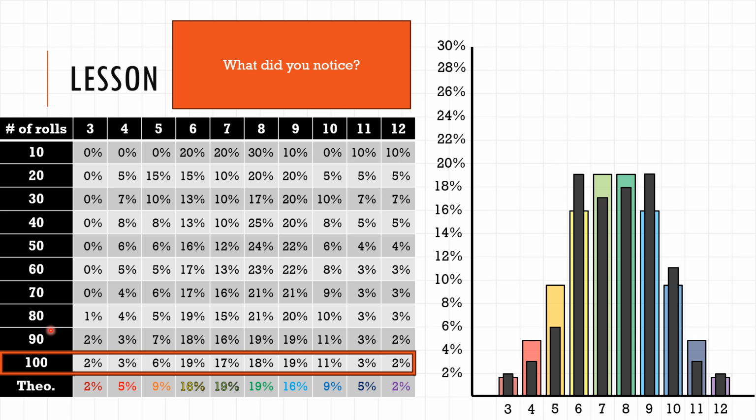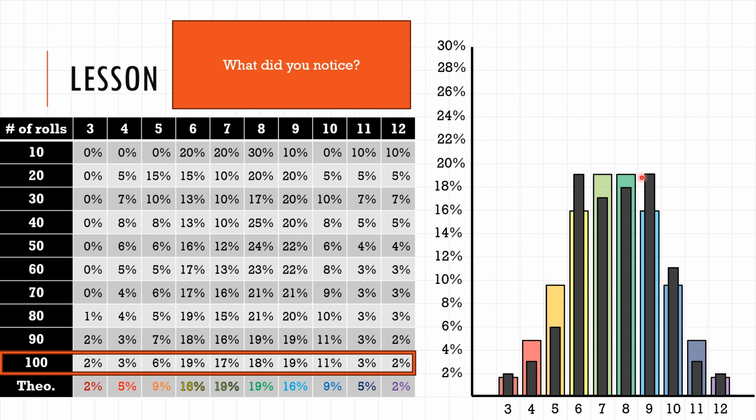What did you notice was happening? One thing that would have been really sort of immediately obvious is that as we increase the number of rolls, the lower numbers and the higher numbers, to the left and right, the black bars seem to get nice and small, whereas the bars in the middle are nice and tall. In fact, it started to form more and more of a normal distribution, didn't it? And in fact, the theoretical distribution is also a normal distribution.